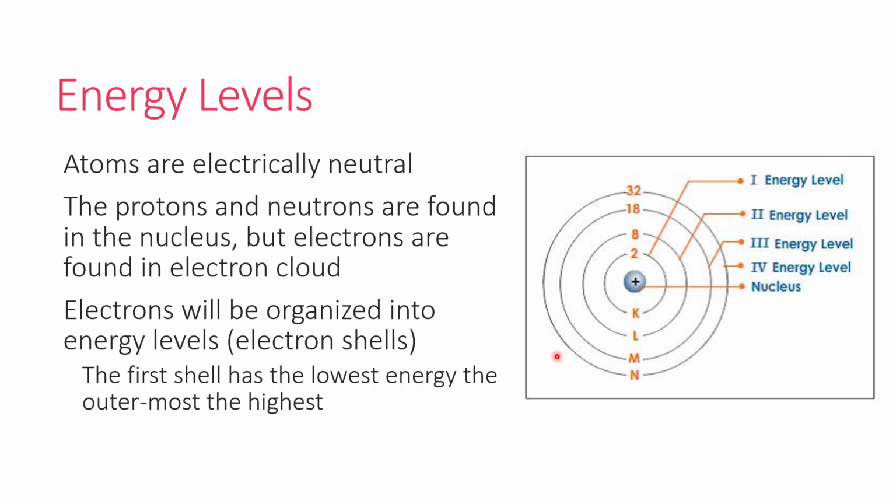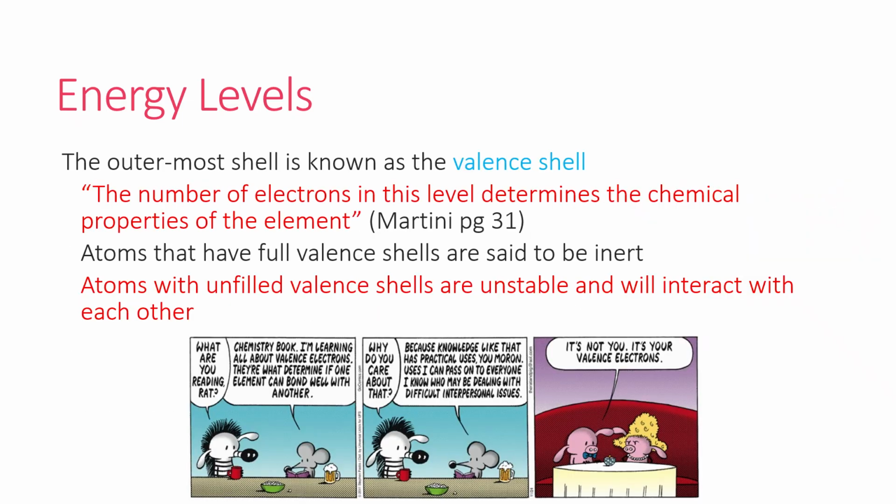As we increase the number of electron shells, as you can see here, this would be the K shell, the first one. That's got the lowest energy, and as we increase the number of shells, the outermost shell is going to have the highest energy. The outermost electron shell is known as the valence shell. This comes right out of your textbook here: the number of electrons in that valence shell determines the chemical properties of the element.